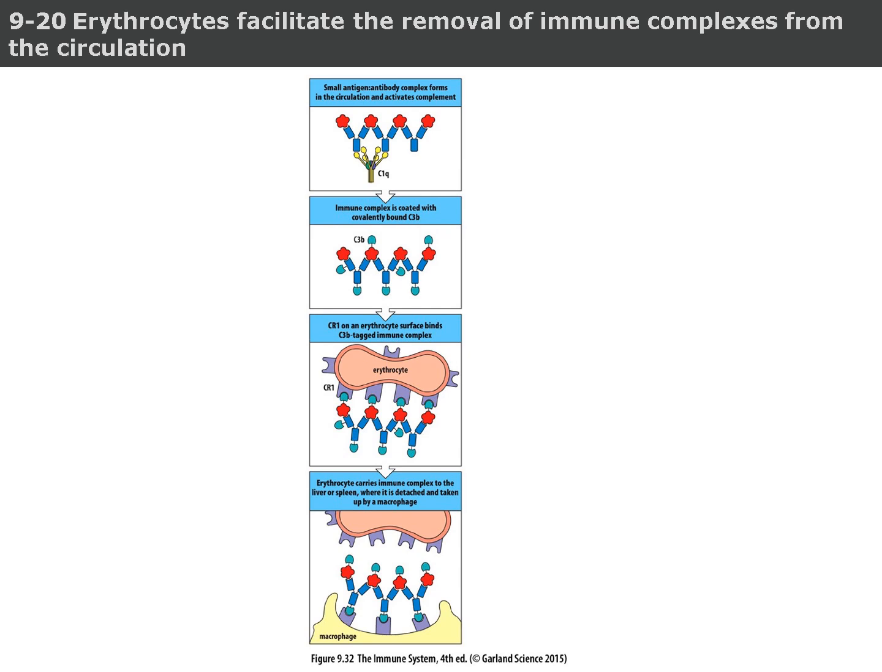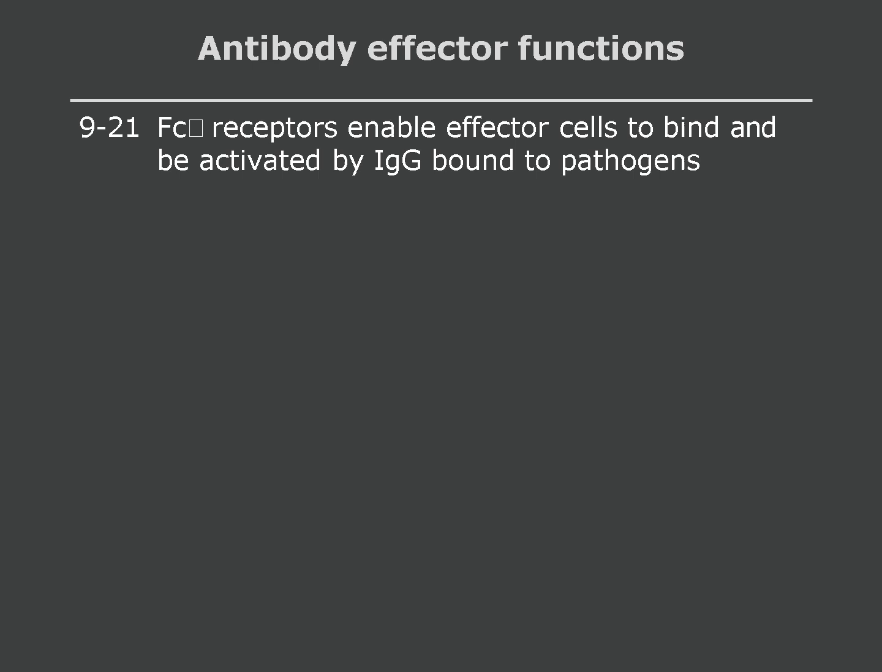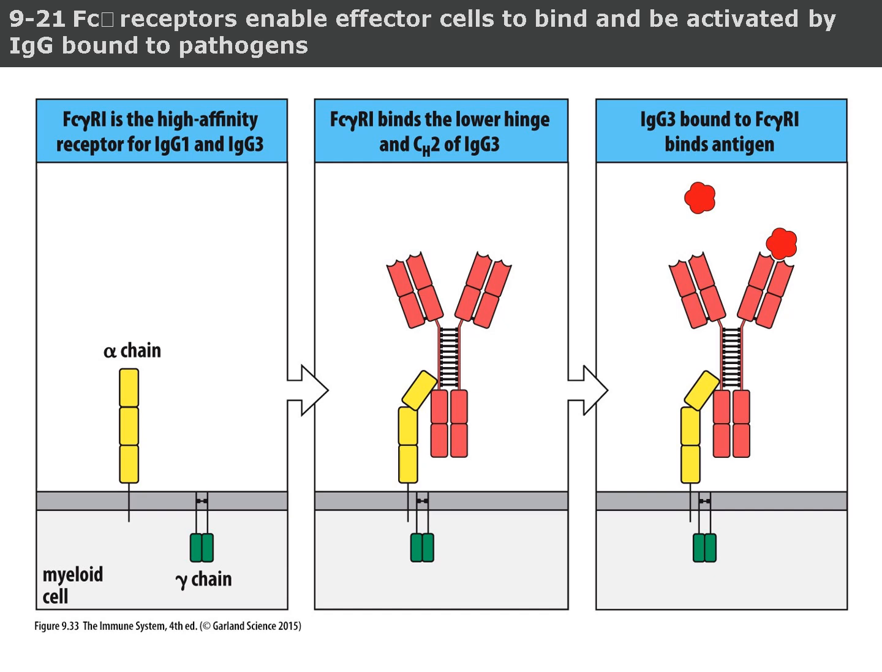or glomerulonephritis. Fc receptors enable effector cells to bind and be activated by IgE-bound pathogens. This figure illustrates how Fc gamma receptor I, or Fc gamma RI, allows effector myeloid cells to recognize and respond to IgE-bound pathogens. In the first panel, Fc gamma RI is shown on a myeloid cell membrane. It's made of an alpha chain, which binds IgE, and a gamma chain, which transduces activation signals.